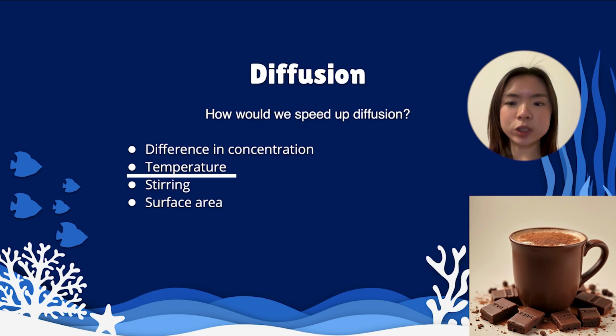Next is temperature. An increase in temperature means that the particles in the liquid or in the gas will move around more quickly. And when this happens, diffusion takes place faster, as random movement of particles speeds up. Another way to speed up diffusion would be through stirring or agitation or mixing. They all mean the same thing.